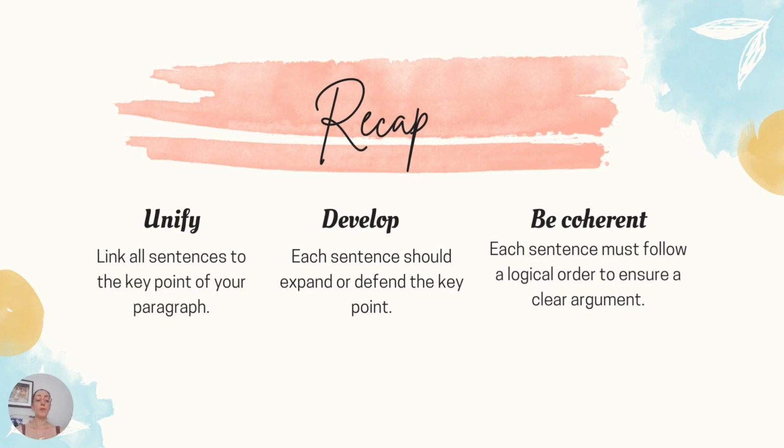And finally, making sure that your work is coherent within the paragraph itself. So each sentence must follow a logical order to ensure that whatever argument or point you're trying to put across, it is clear and well understood by using your keywords, cue words, and finally, your work needs to be coherent. So making sure within the paragraph that each sentence is following a logical order to ensure that whatever argument or point you're trying to put across is clear for the reader to understand.